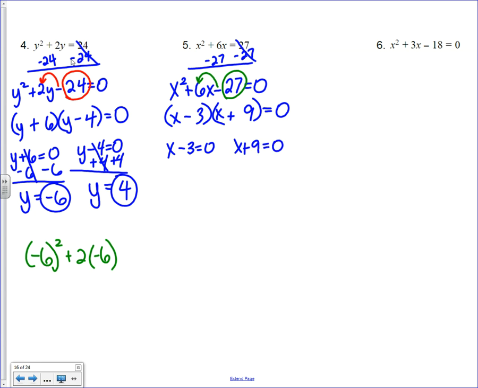How would you solve the first one? So what's my answer? Wonderful. How would you solve the second one? And the answer is wonderful. Looks good. All right, Mr. Stahl, good news for you in number 6. It's already set equal to 0.